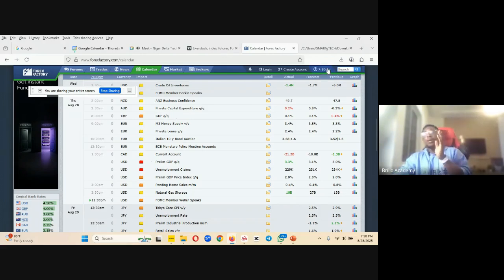So first things first, you come to your Forex Factory, change your time zone, then click on calendar. Once you do that, the date happens to be the day the event will happen.